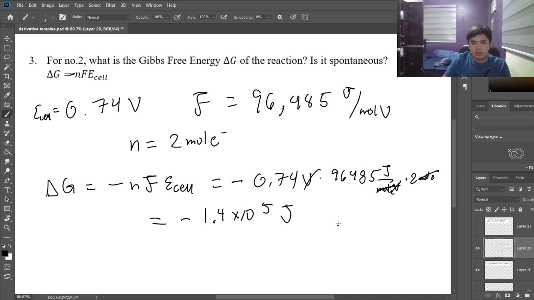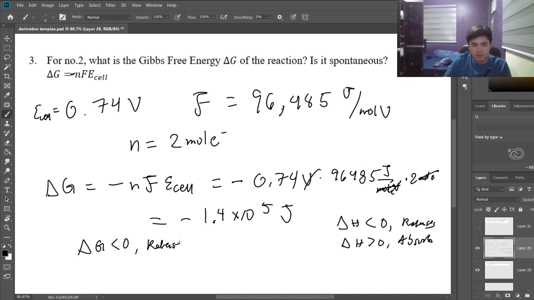Now, remember the thermochemistry that we had. If the enthalpy is negative, it releases heat, right? And if delta H is positive, it absorbs heat. In Gibbs free energy, it's a similar train of thought. If delta G is less than 0, then it releases heat during the reaction. So what happens is that the chemical reaction releases heat. Therefore, the chemical reaction is actually being done.